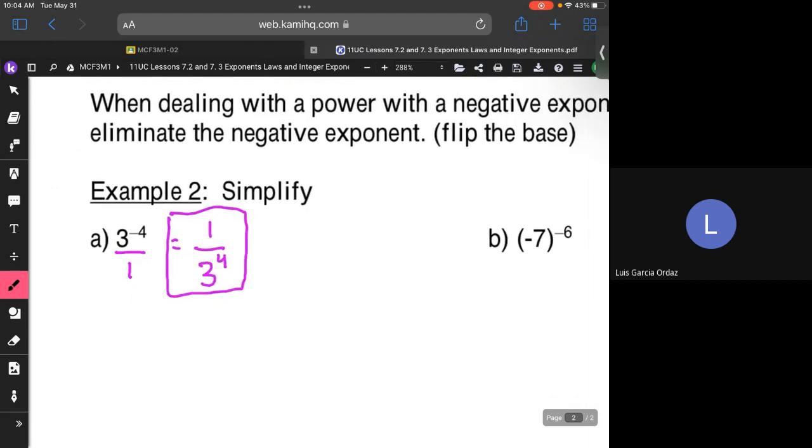You flip it to make it a positive? Yeah, you flip it to make the exponent a positive. So everything else stays the same. Even if the 3 was negative, the 3 remains negative. The only thing that changes is the exponent.